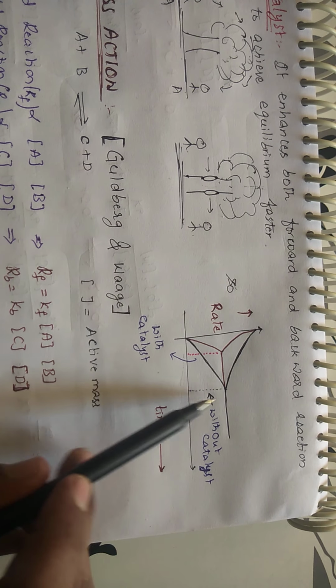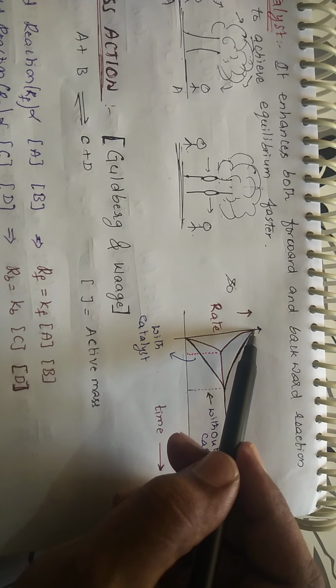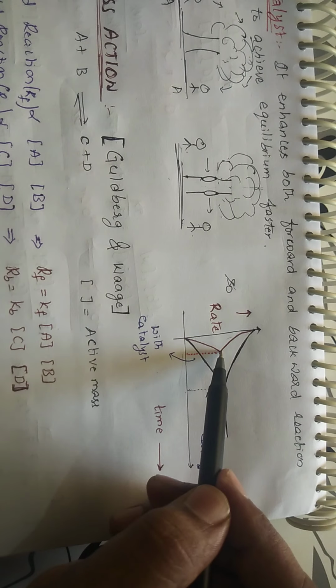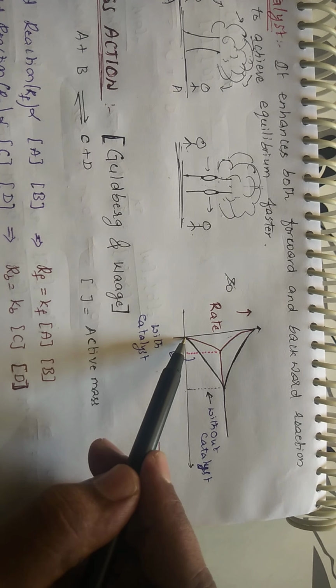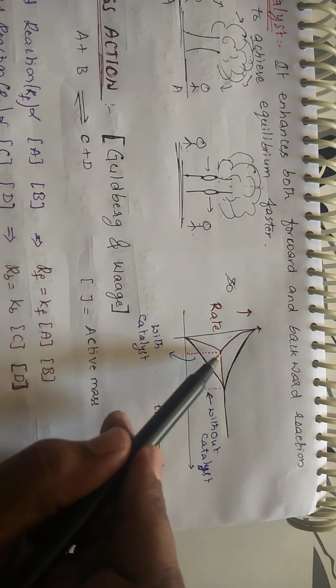This equilibrium point that you are getting is without a catalyst. If you use a catalyst, the reactant decreases and reaches this point, and the product formation also comes very fast. It has come to this point, and from here it is constant.